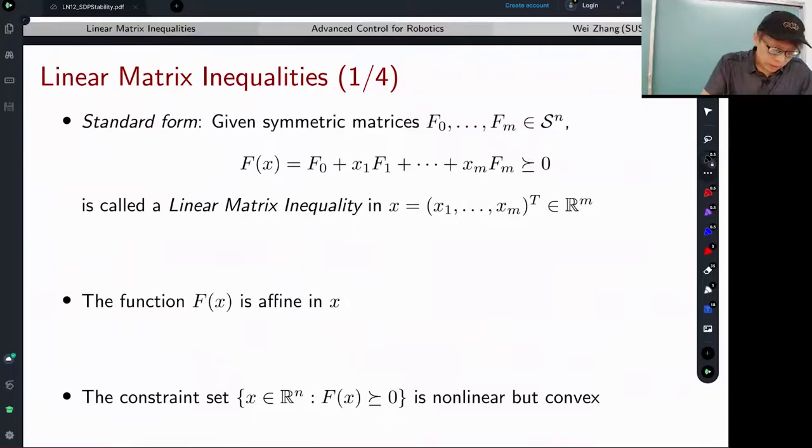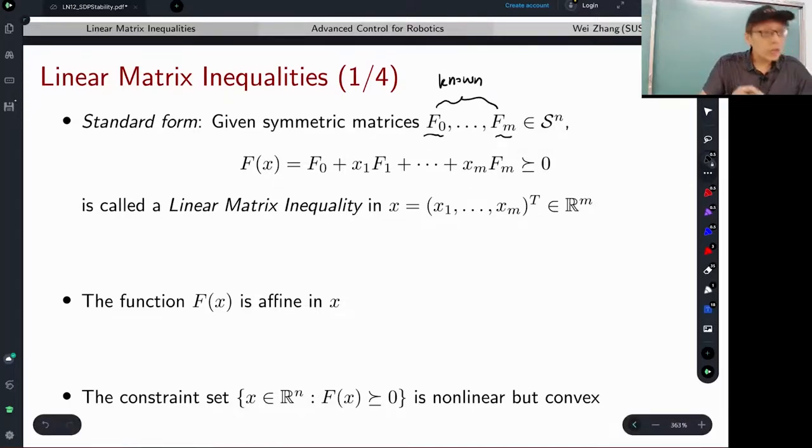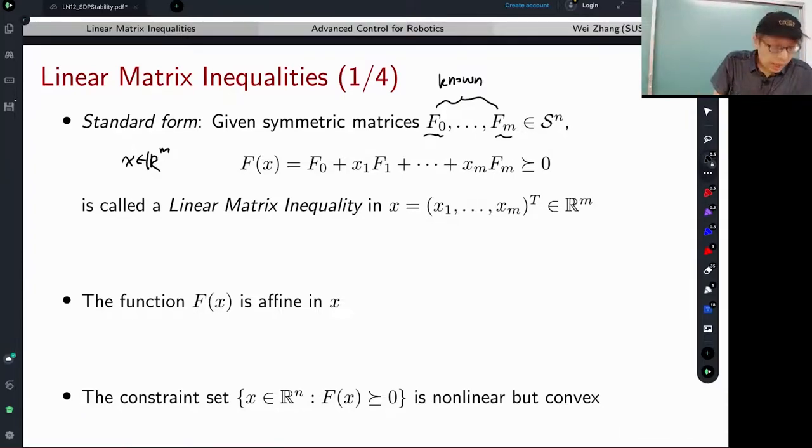Typically what I mean here is that I give some symmetric matrices, F_0 to F_m. They are all symmetric matrices and they are given, right? These are known. They are not decision variables, they are given matrices. And then I can define a function of x, where x is in R^m. F is an n by n matrix, and I have m-dimensional decision vectors. The function is an affine function of x.